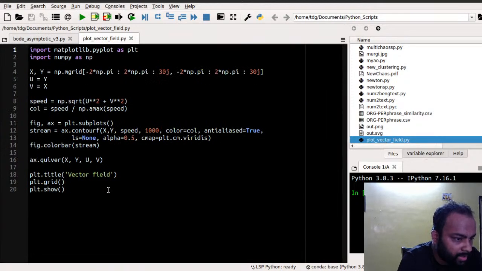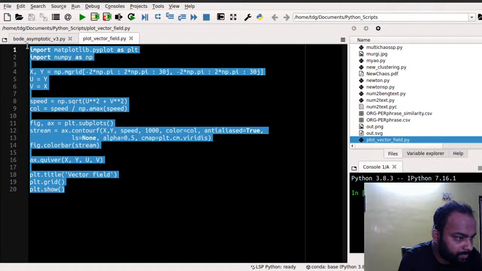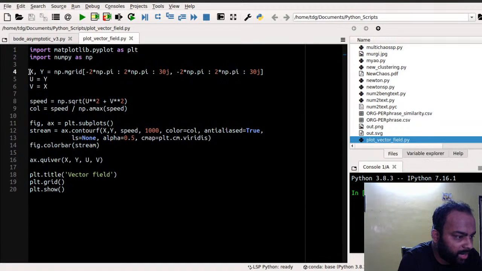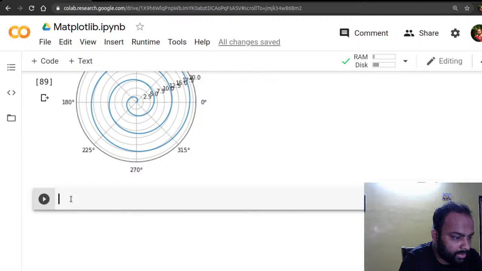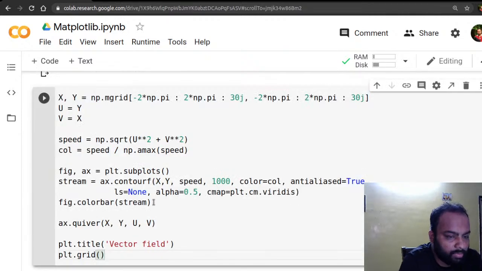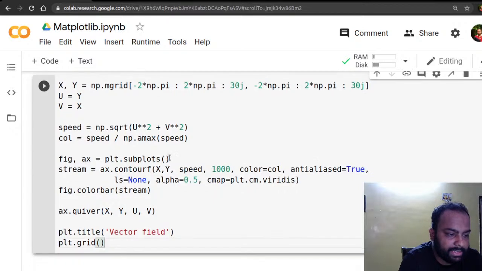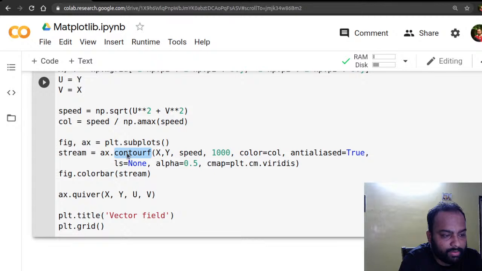Okay, so these imports have already been done. Let me just copy paste something from what I did earlier. Okay, now an important point to note here is what kind of plot we are making. It is something called a contour plot.